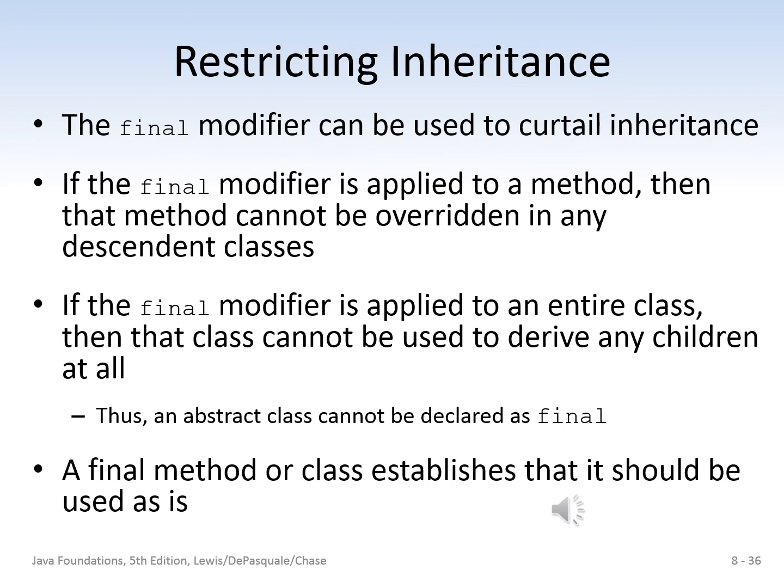Here we're going to discuss some tools to restrict inheritance. So the final modifier can be used to curtail inheritance. If the final modifier is applied to a method, then that method cannot be overridden in any descendant classes. If the final modifier is applied to an entire class, then that class cannot be used to derive any children at all. Thus, an abstract class cannot be declared as final. A final method or class establishes that it should be used as is.